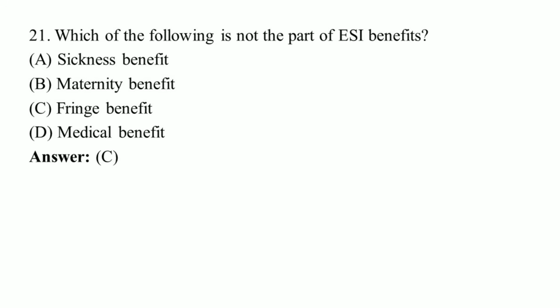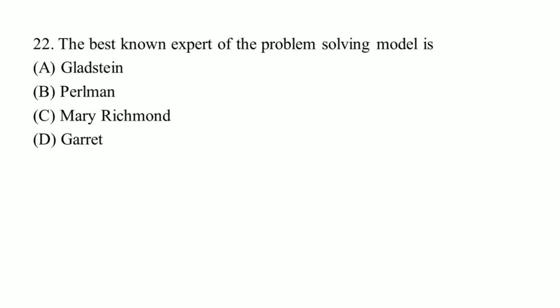Next one, which of the following is not the part of ESI benefits? Option A, sickness benefit. Option B, maternity benefit. Option C, fringe benefit. And option D, medical benefit. So the right answer is option C, fringe benefit. All three are the part of ESI benefits, that is sickness benefit, maternity benefit, and medical benefit.